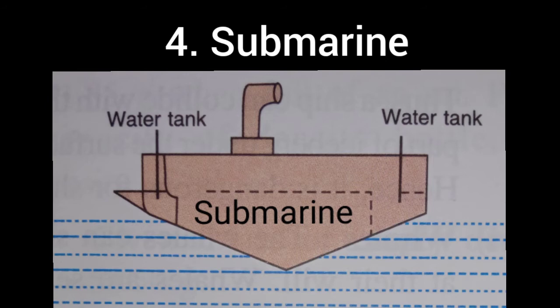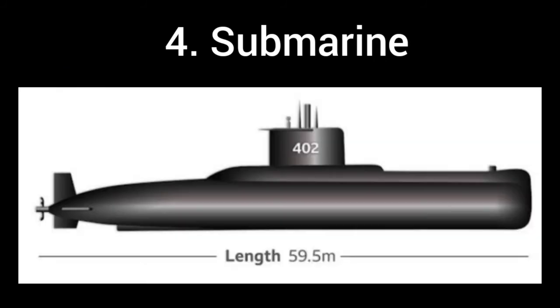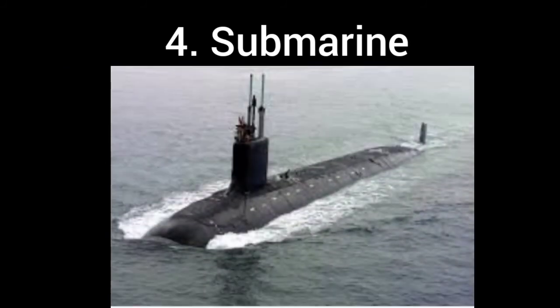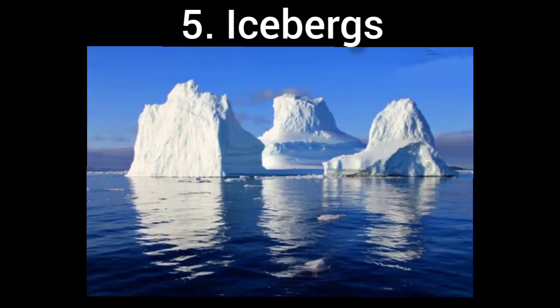This makes the average density of the submarine less than the density of seawater. So the submarine rises up to the surface of water. Number 5. Icebergs. Very huge and large pieces of ice floating on seawater are called icebergs. They are dangerous for ships.